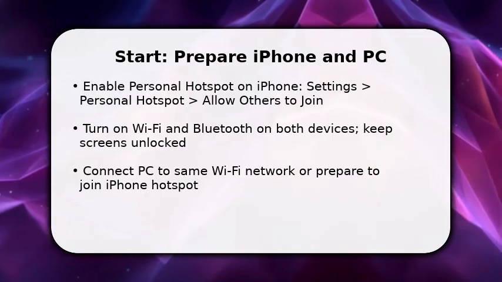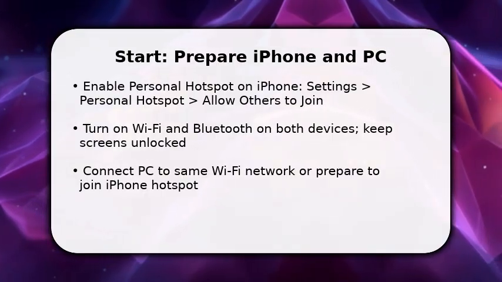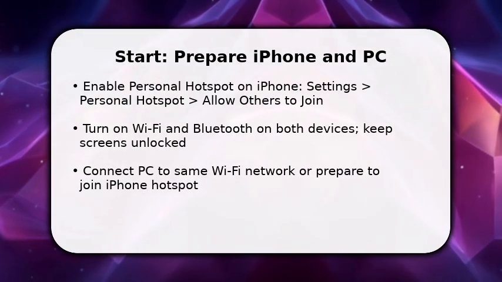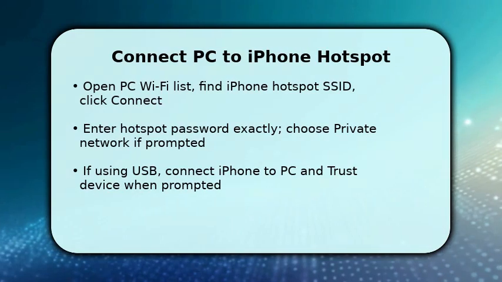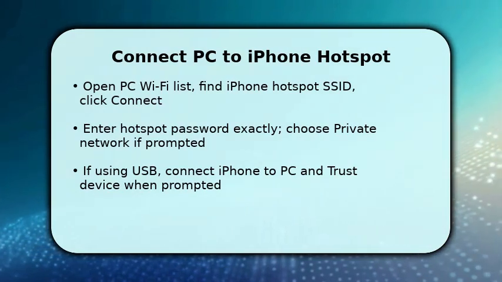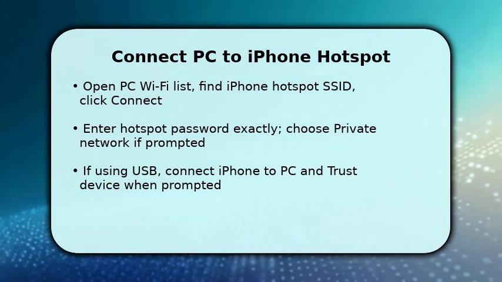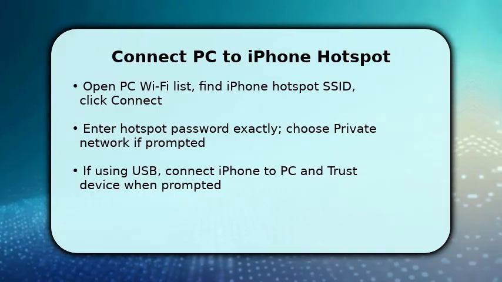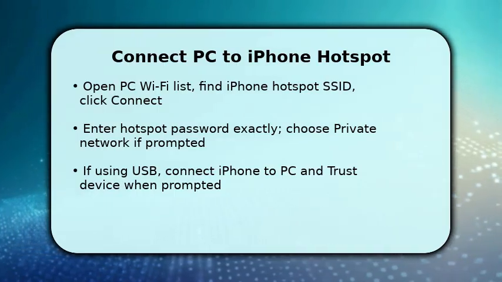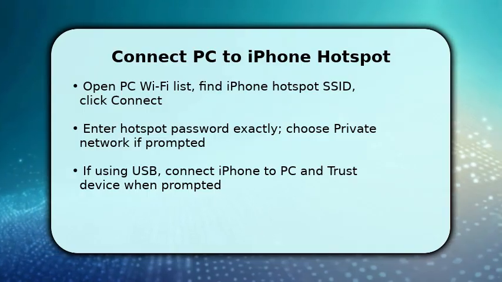You do this now because the phone publishes the network and the PC needs an adapter ready to associate, so the next step can connect immediately. On the PC, open the Wi-Fi menu and select the iPhone's hotspot SSID from the list. Click Connect and type the password shown on the phone. Once connected, choose a private network to allow file sharing and stable DNS.